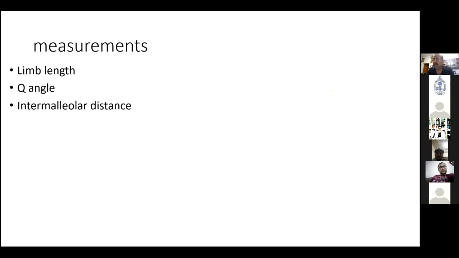Sherman, what is Q angle? Rahul, because Rahul is coming first, I think, after Ankit. Rahul, what is the Q of Q angle? Quadriceps angle. What is that? So it's an angle between the... How will you measure it? Yes, sir.